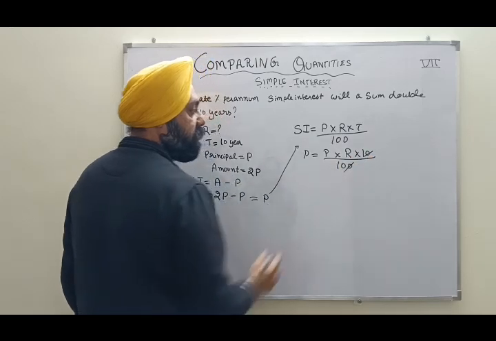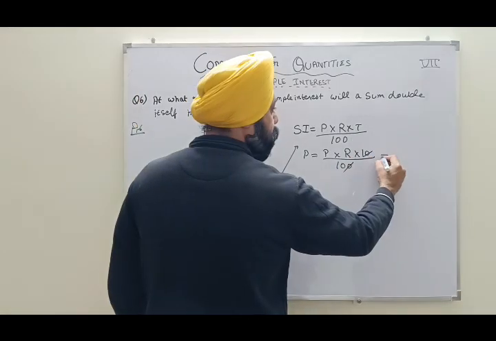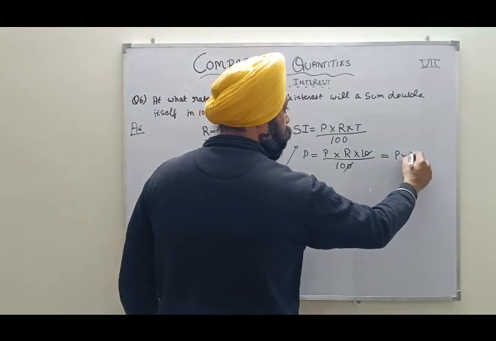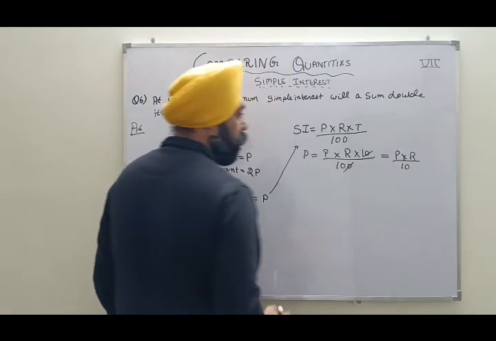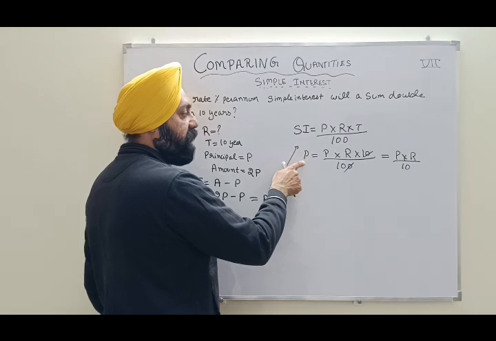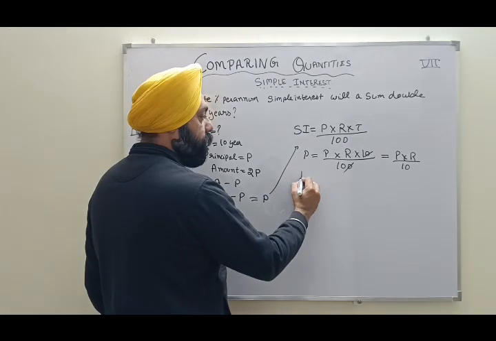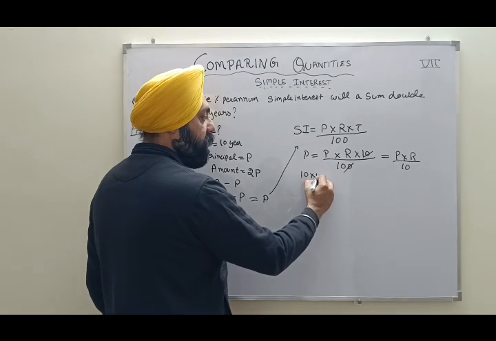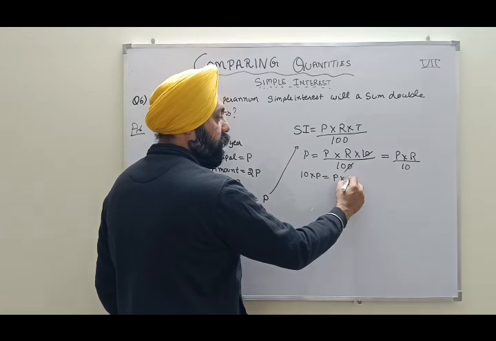So this 0 gets cancelled with this 0. What is remaining on the right hand side? It is P into R upon 10. So this 10 is getting divided, it will go to the other side and get multiplied. So it will be 10 into P is equal to P into R.